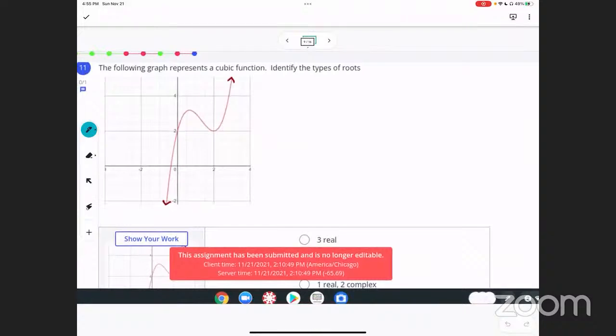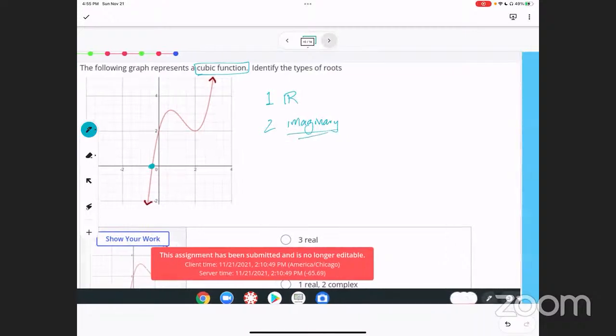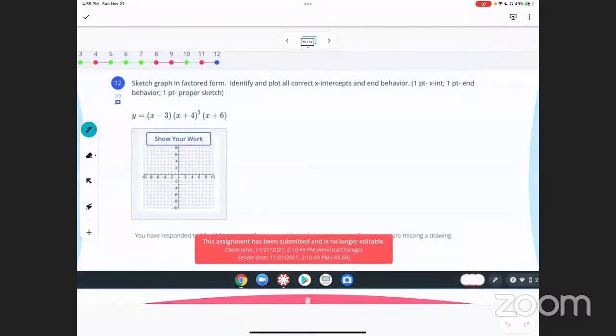Identify the types of roots we have. Okay, so here we go. Well, it's a cubic function, and you can see it only hits the x-axis once. So that means there's one real root. And then that means there's how many other roots? If it's a cubic, there's two others that are fake or invisible. Imaginary. Yeah. So 1 real and 2 imaginary, right?